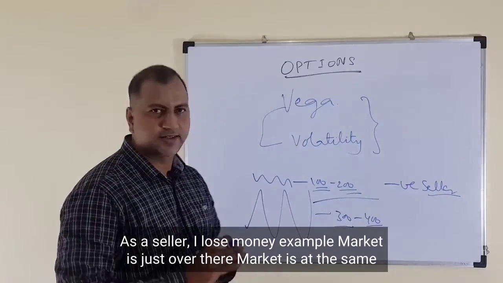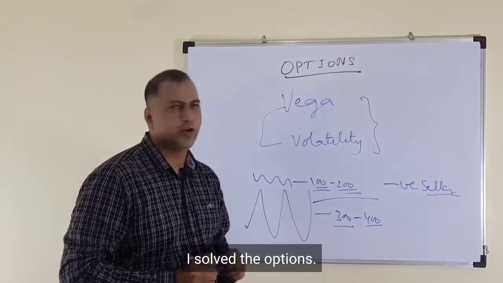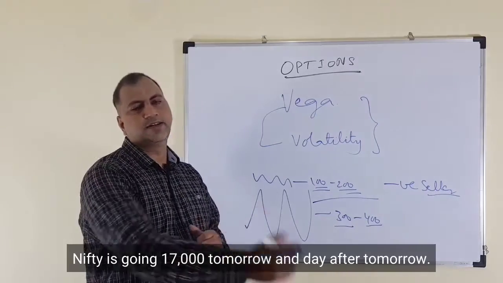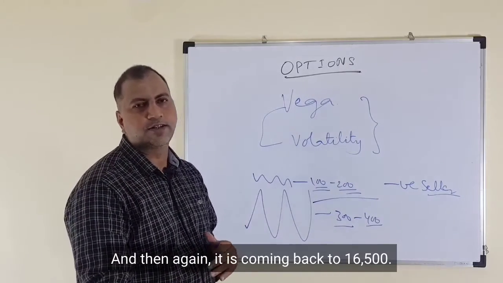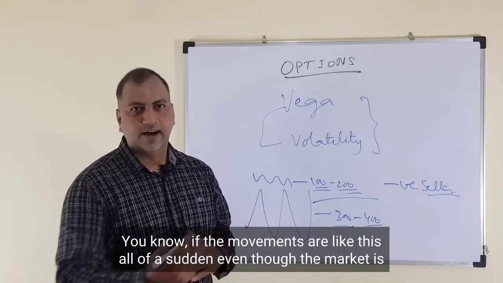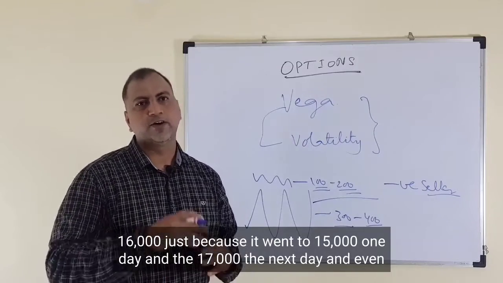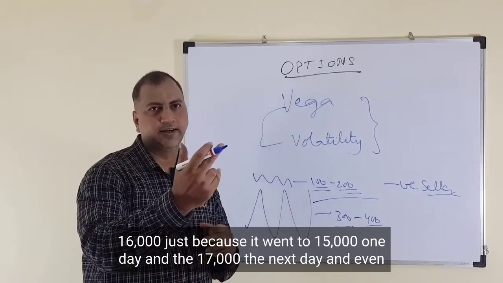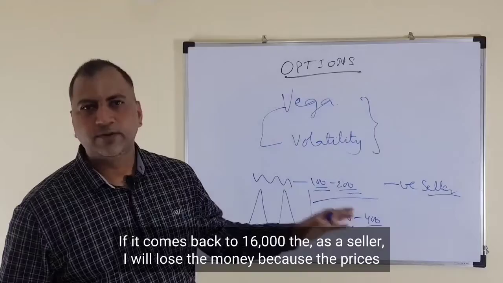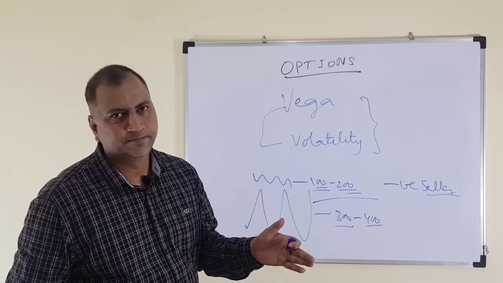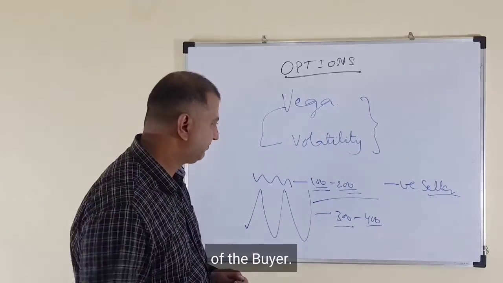For example, the market is at the same level. Nifty at 16,000 only. I sold the options. Nifty goes to 17,000 tomorrow, and the day after tomorrow it's coming back to 15,000, and then again it's coming back to 16,500. If the movements are like this all of a sudden, even though the market is at 16,000, just because it went to 15,000 one day and 17,000 the next day, and even if it comes back to 16,000, as a seller I will lose money because the prices have gone up. And as a buyer you have made money because volatility works in the favor of the buyer.